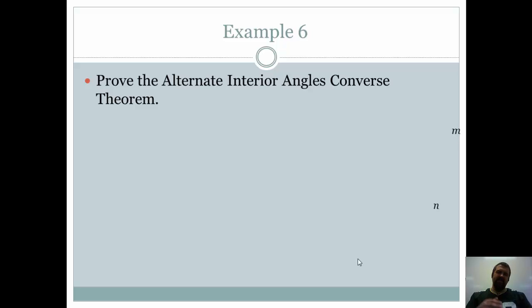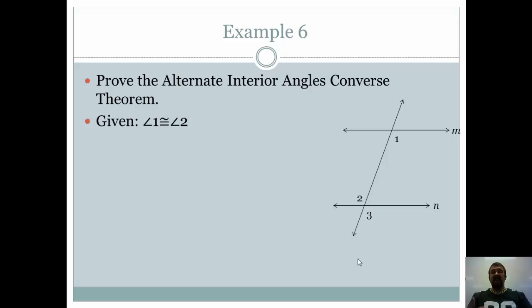If you saw this and you saw that the alternate interior angles converse theorem started with if two lines are intersected by a transversal, I'm going to draw two lines intersected by a transversal. Line M and N are intersected by a transversal. The next thing it says is, and the alternate interior angles are congruent. So I'm going to choose two alternate interior angles, and I chose angle 3, that's extra, but I'm going to be able to say angle 1 and angle 2 are congruent. Alternate interior angles are congruent.